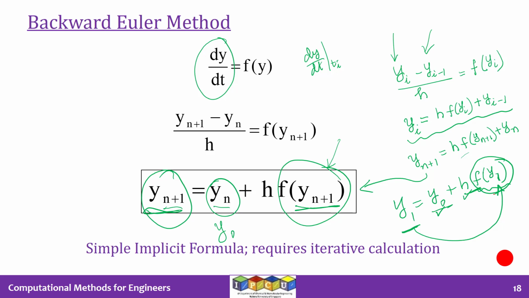Now this backward Euler method is also a single step method, but then it is an implicit method. That means it requires iterative calculations. And I just said iterative calculations have the benefit of having higher accuracy even if our step sizes are large. But the downside is iterative calculations take up more time and effort.